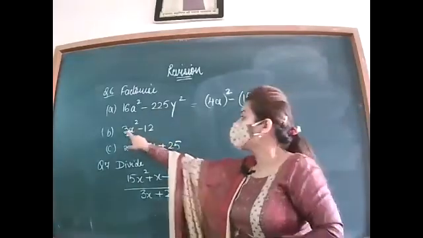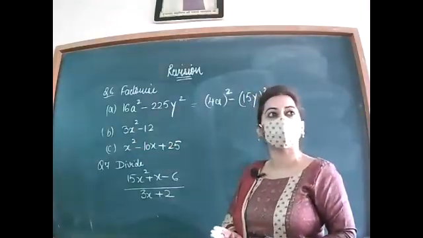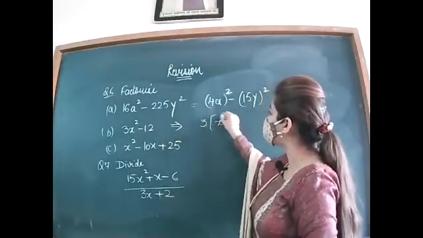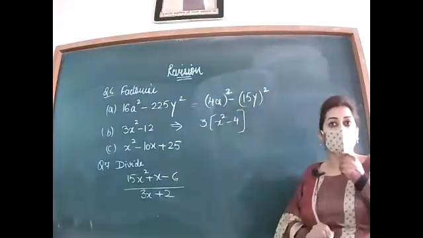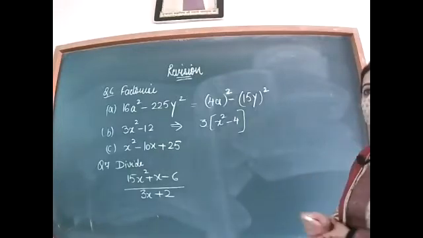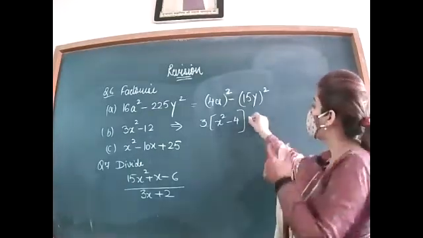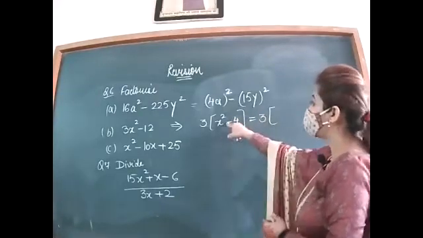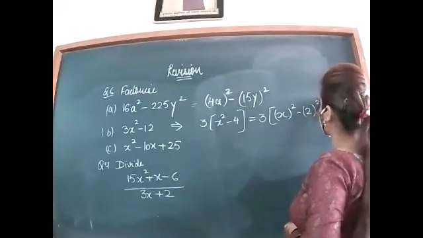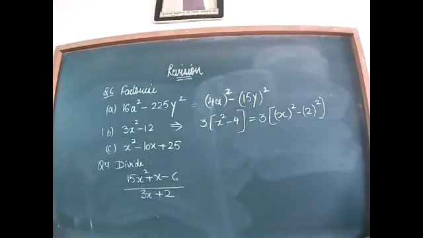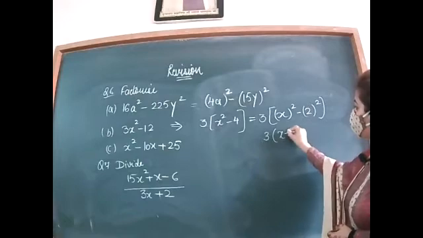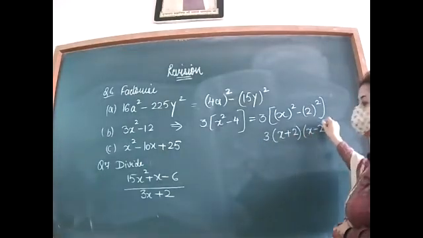Start the next question. 3 and 12 are not perfect square numbers. What will you do? Take 3 common. After taking 3 common, you are left with x square minus 4. Now, is this the answer? No. Can we solve it further? Is it possible to solve it further? 3 times, this can be written as a square minus b square. A square minus b square is a plus b, a minus b. So the answer is 3 times x plus 2, x minus 2.